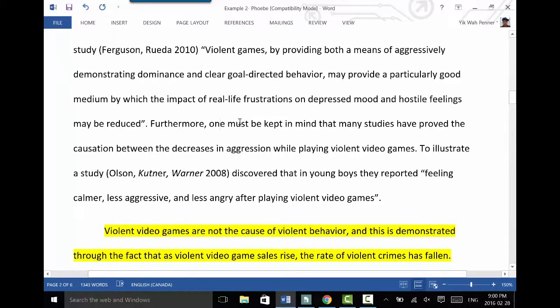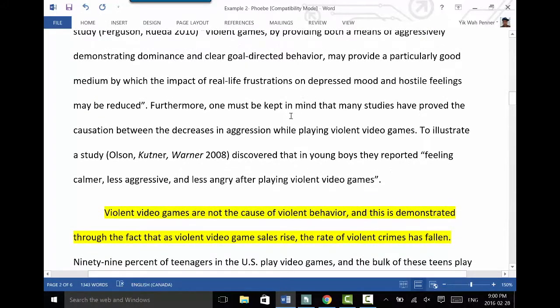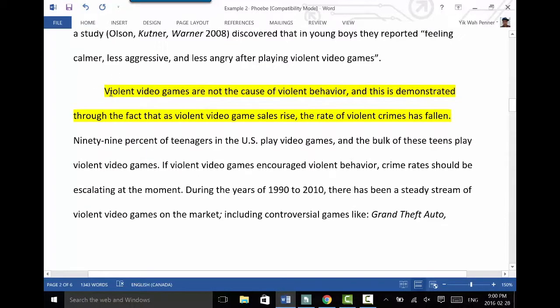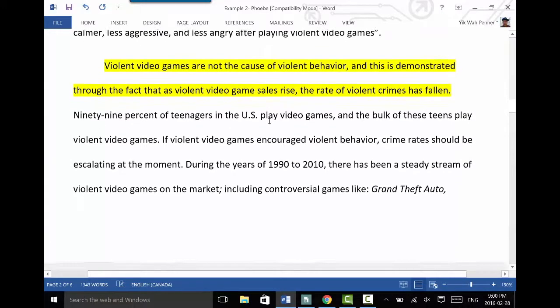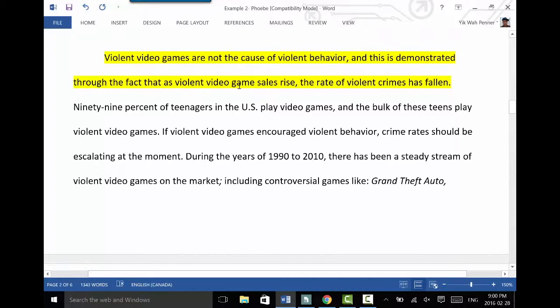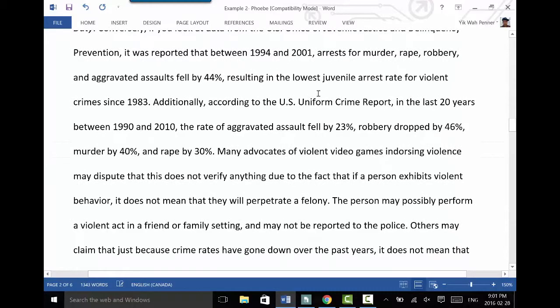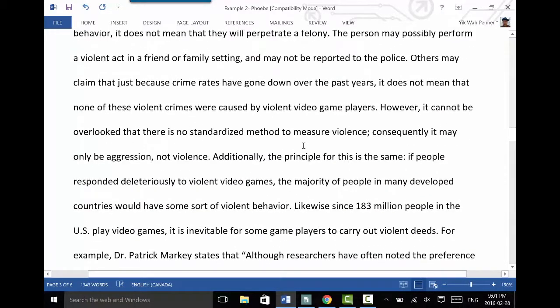And that is that. Okay, so for body paragraph 2, you lead again with your second contention, or the point that you want to raise. So in her case, violent video games are not the cause of violent behavior, and this is demonstrated through the fact that as violent video game sales rise, the rate of violent crimes has fallen. Okay, so this is her second contention. And then she goes into explaining her research, as you can see. Okay, so that's what you need to do.